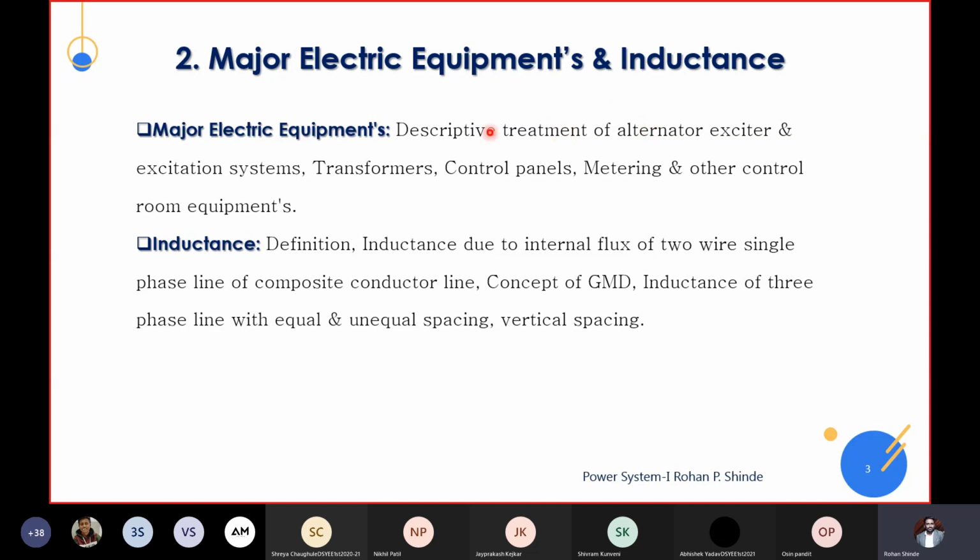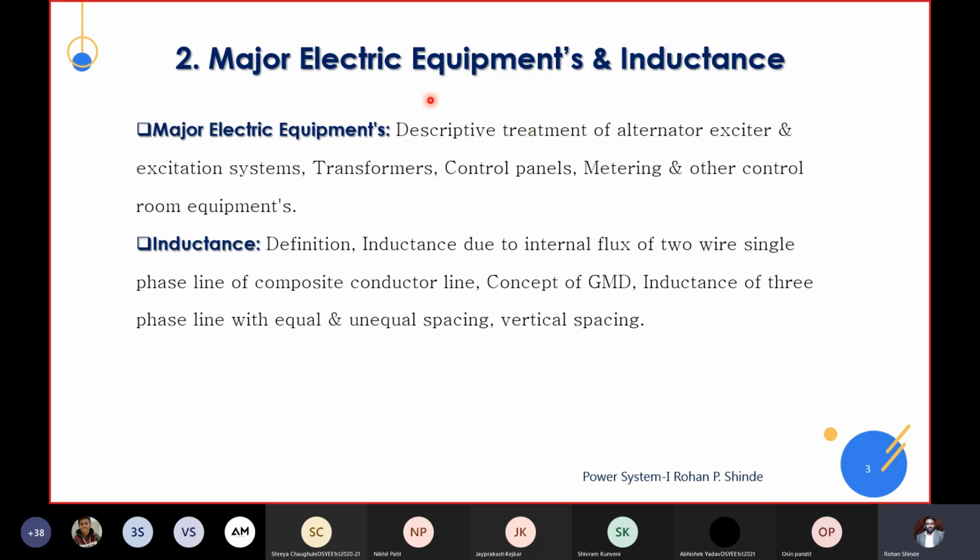Okay, that only we will deal with. That means here we are going to deal only with the descriptive treatment of the excitation system. We have to see how the structure of this excitation system is, what the figure of that excitation system is, and how the excitation system will work. That we have to deal with only in this unit number 2.